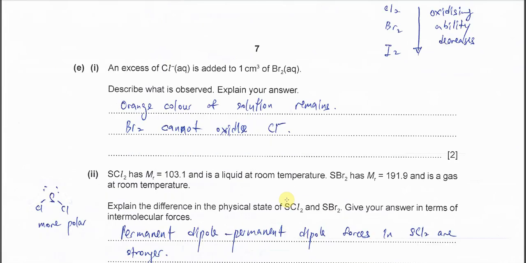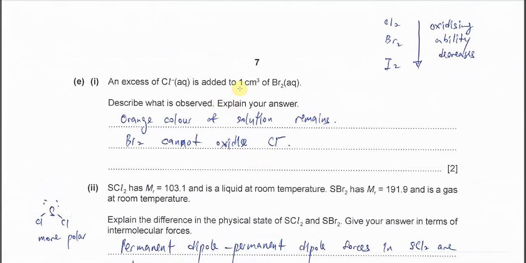Okay, part E1. Excess chloride is added to 1 cm cube of bromine. Describe what is observed. Explain your answer. From here we know that going down the group, the oxidizing ability of the halogen decreases. It means the bromine is not really able to oxidize the chloride. So chlorine will not form because bromine cannot oxidize chloride, as it's lower in the group. Therefore the orange color remains the same because bromine is not able to oxidize the chloride.